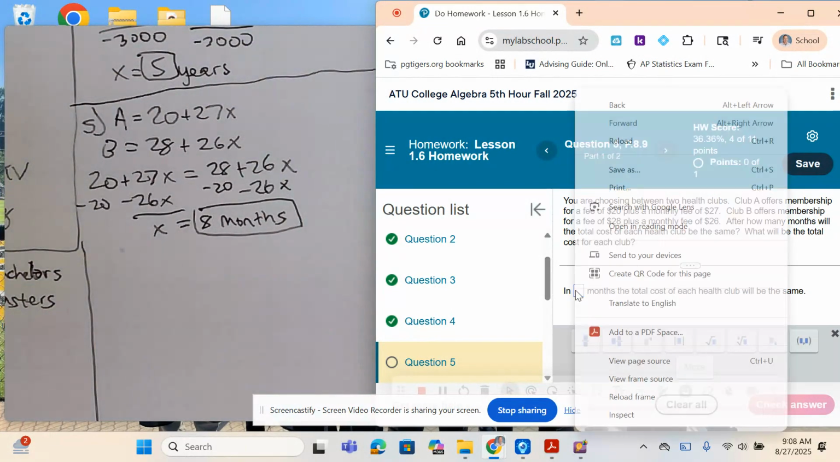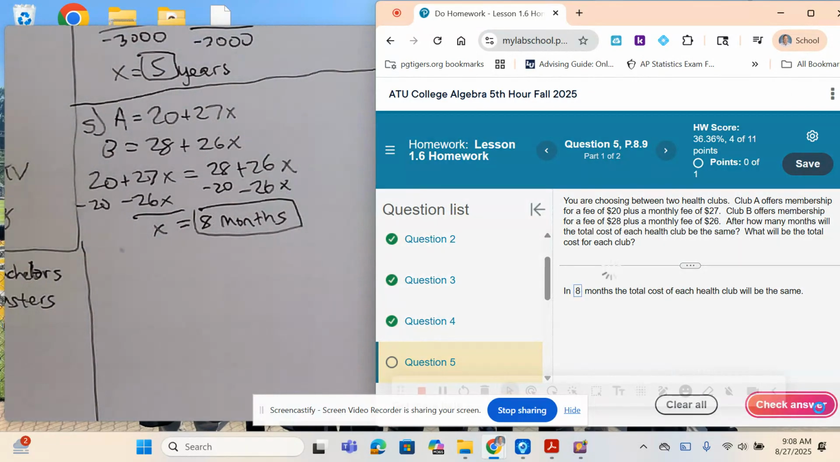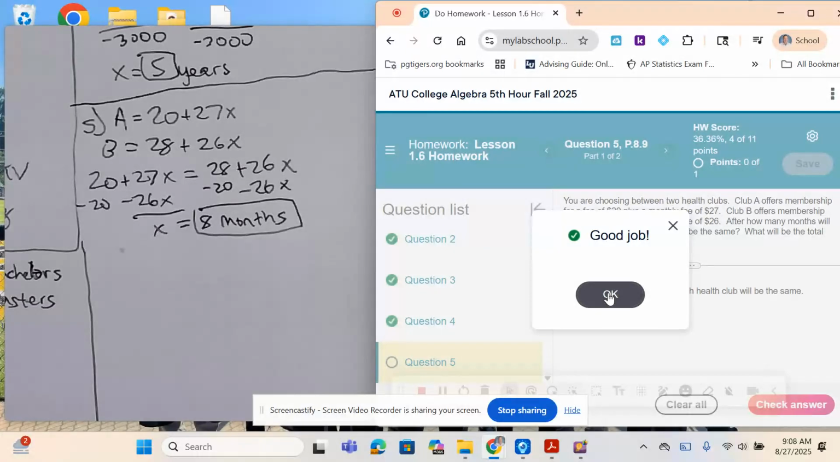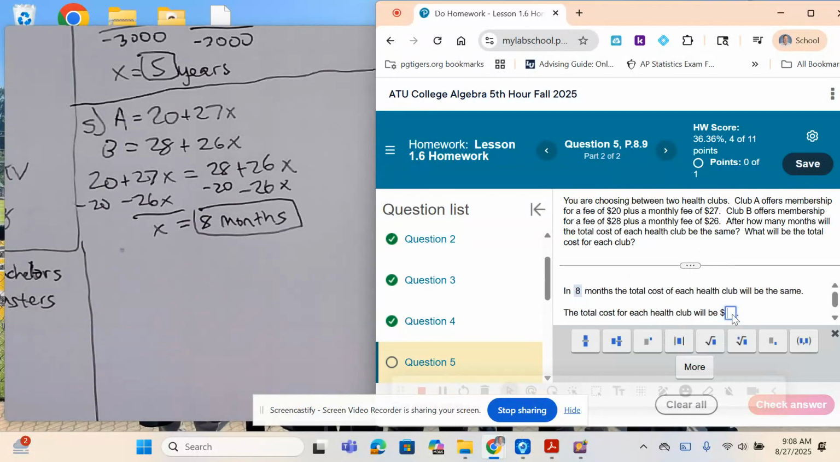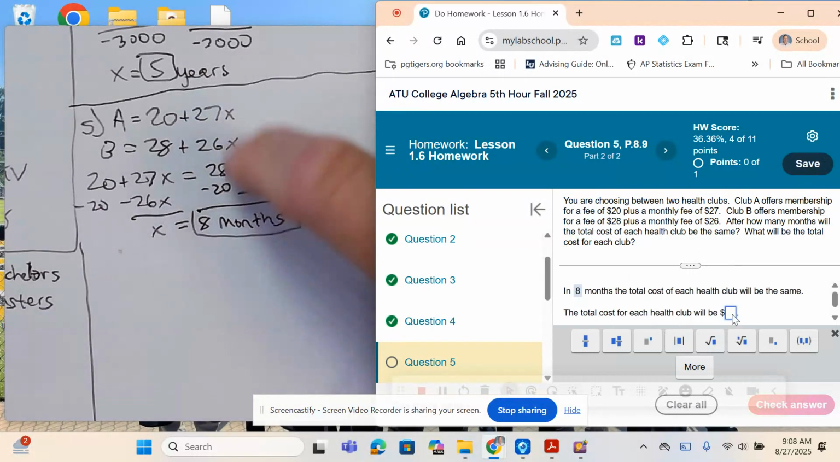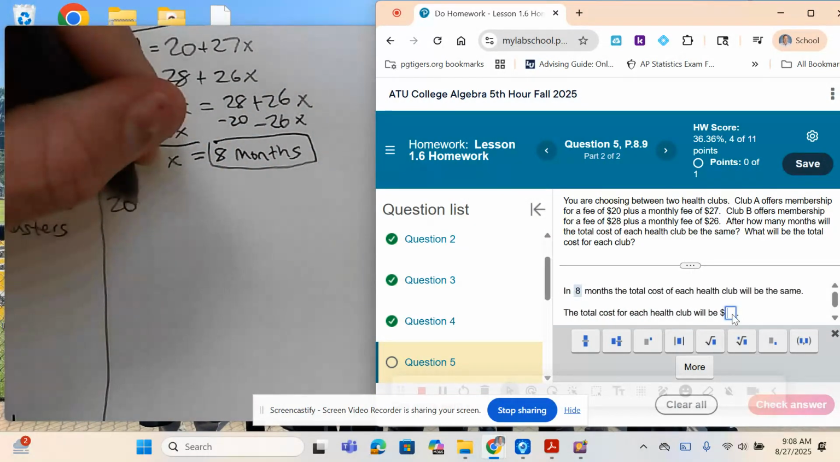That worked out nice. And what will be the total cost? So we'll talk about that. After 8 months, it's going to be the same. So you evaluate the total cost for the club. All you have to do is plug this into one of these two equations. So you pick whatever one you want. I'll pick the top one because you'll get the same answer.